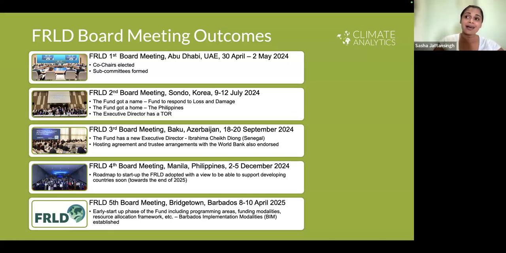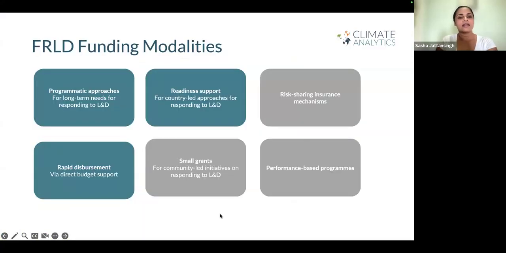But the BIM is moving forward with implementation, and I did note that that's something that we definitely should consider for climate philanthropy and how we could support loss and damage financing through philanthropy in the region. And just in terms of the funding modalities, these are the different types: small grants, risk sharing, insurance mechanisms, programmatic approaches, and so on. And the 3 modalities in teal are the ones that are prioritized for the Barbados Implementation Modalities startup phase.